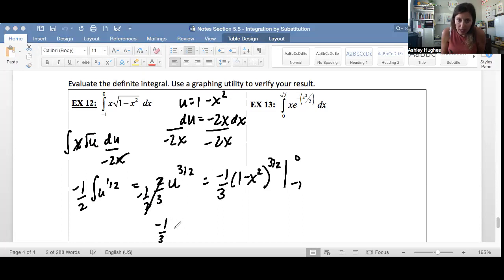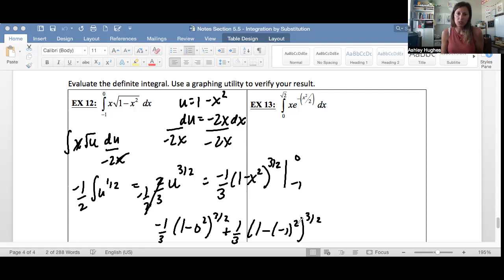And then you would plug in 0 first minus the negative. So positive 1/3, 1 minus -1 squared to the 3/2. -1 squared is 1. So this would 0 out. So you just get -1/3 for this one.